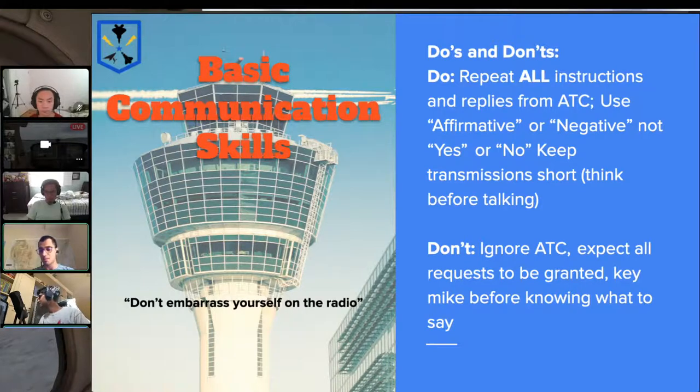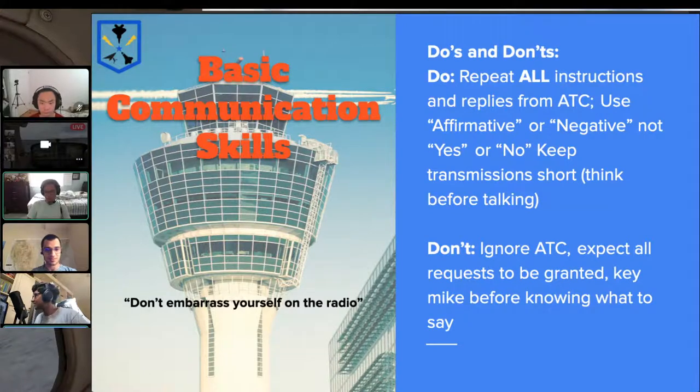And always think of what you want to say before you key the mic. Don't be standing in the McDonald's line going, "So, yeah," just think of what you want to order. Once you know what your intentions are, then key the mic and talk to ATC, ask what you want to do or ask what you want them to allow you to do, and then follow their instructions and read back their transmissions very clearly. Just keep those simple things in mind, and you'll be fine.